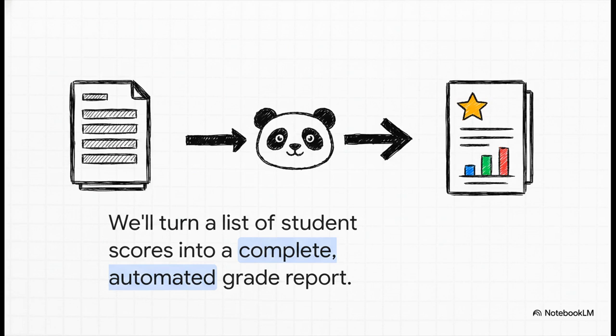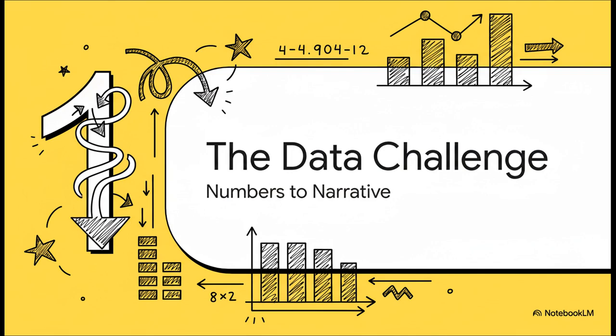We're going to take a basic list of student scores and, using this amazing Python library called Pandas, we're going to transform it into a full-blown, totally automated grade report. So here's our starting point. Imagine a dataset with thousands of rows. Each row is a student, and we have their scores for 5 different subjects. Our job? To turn all those numbers into a real story about how they performed.